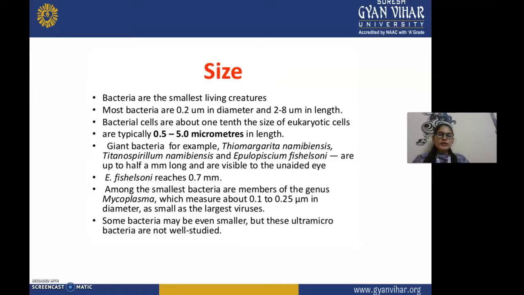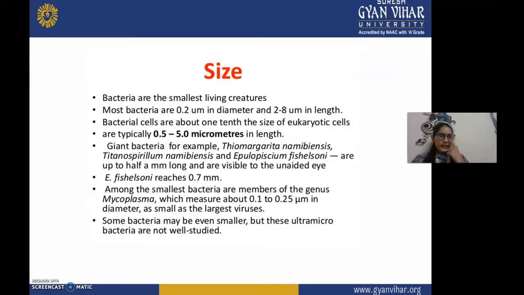Now, when we talk about the size of bacteria, bacteria are the smallest living creatures, and most bacteria are 0.2 μm in diameter and 2 to 8 μm in length. So bacterial cells are about 1/10 the size of eukaryotic cells and are typically 0.5 to 5 micrometers in length.